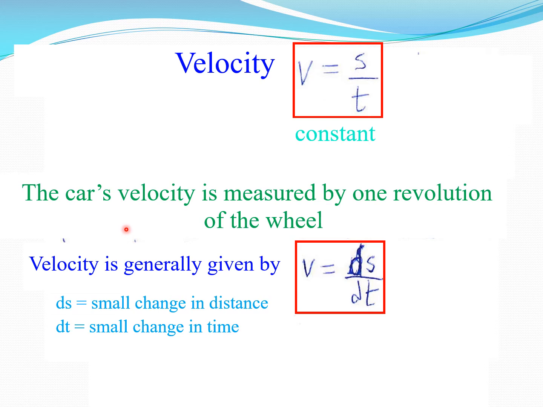So a car's velocity is measured by 1 revolution of the wheel. So the velocity can generally be given by ds over dt. V equals ds dt, where ds is a small change in distance divided by a small change in time. So effectively, the small change in distance is the length of the circumference of the wheel, and then the small change in time is how long that takes. And this speed gets transferred to the speedometer, so the driver is constantly being kept up to date as to what speed the car is travelling at.